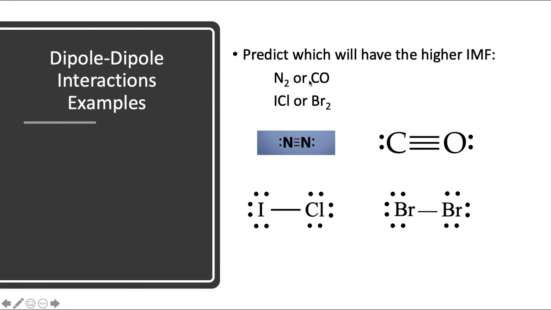So for these types of molecules, now that we've added another interaction, the first thing that you need to do is determine what type of intermolecular force you have. Do I have just London dispersion forces, or do I have dipole-dipole interactions? Dipole-dipole interactions win over the London dispersion forces. So the first thing you need to do is determine the type of intermolecular force before you make a prediction on which one will have the highest intermolecular force.